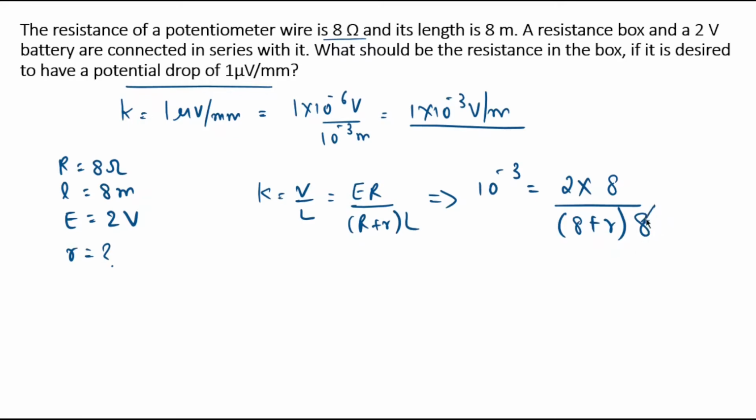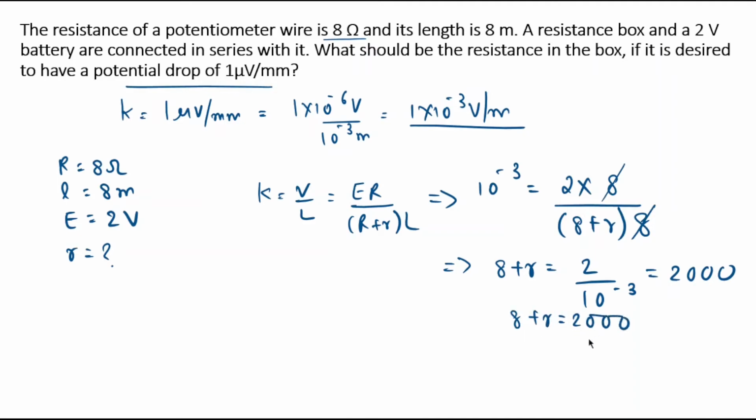Now 8 gets cancelled. Now this can be written as 8 plus r equal to 2 divided by 10 raised to minus 3. Now this 10 raised to minus 3, when it goes up, it will become 10 raised to 3. 2 into 10 raised to 3 is 2000. So 8 plus r equal to 2000, which implies r equal to 2000 minus 8. So our internal resistance comes out to be 1992 ohms. I hope you understood this sum. Let's look at the next sum.